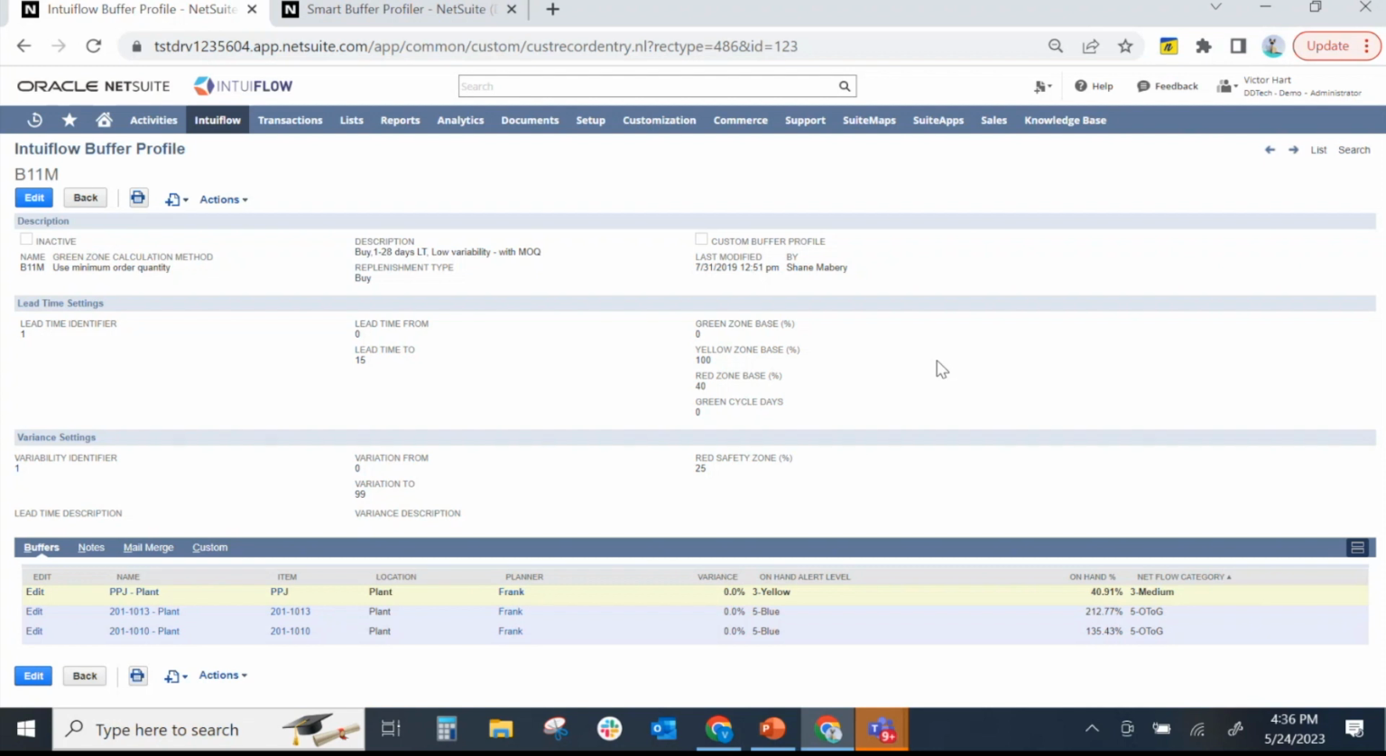And vice versa, the other thing we look at is earlier, the idea that you want to see your buffers, your inventory, dropping into your red zone.